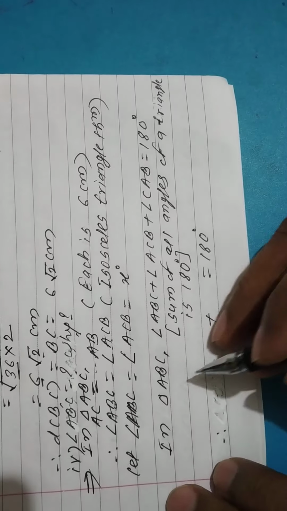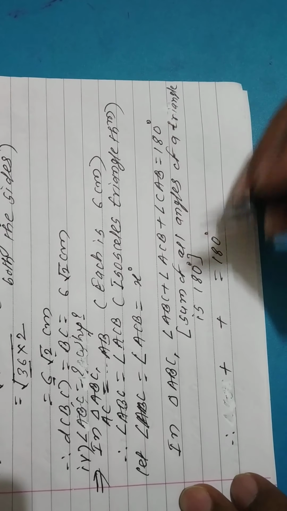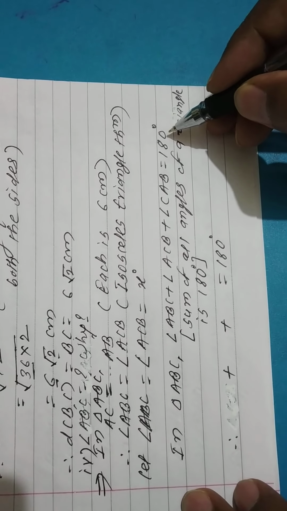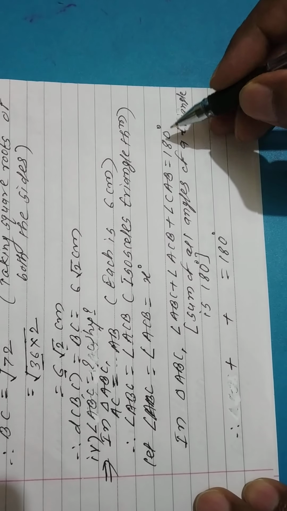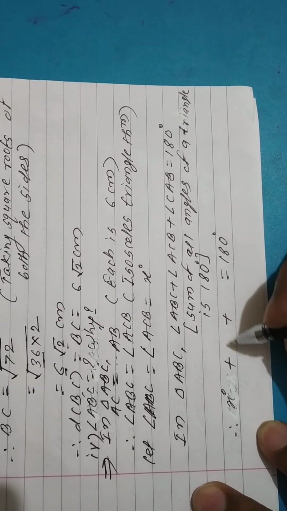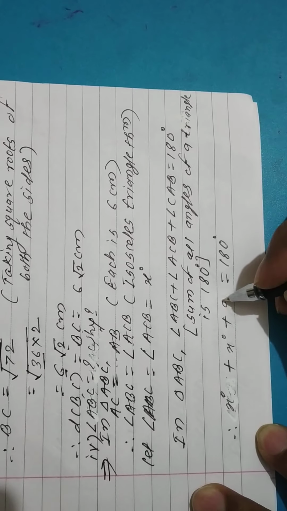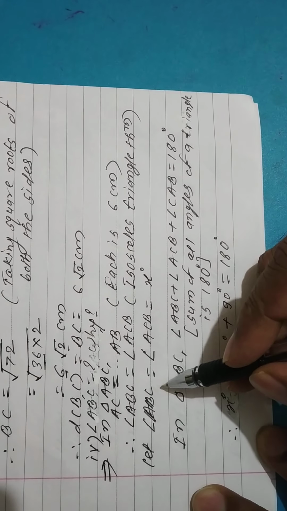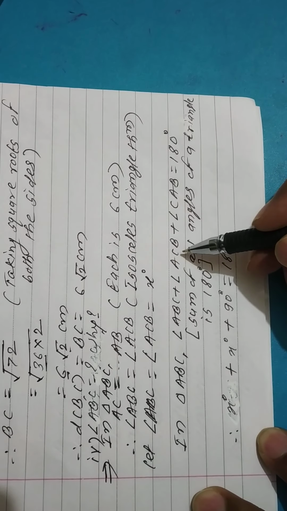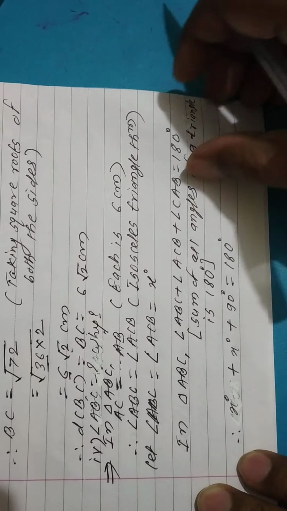In triangle ABC, you know the sum of all angles of a triangle is 180 degree. Hence I write here angle ABC plus angle ACB plus angle CAB is equal to 180 degree. Angle ABC is x degree, angle ACB is x degree, and angle CAB is 90 degree. I substitute the values. Now next step.